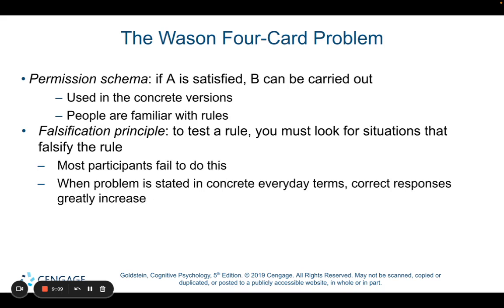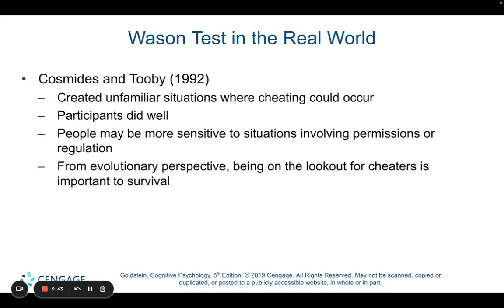Permission schema says that if A is satisfied, then B can be carried out. And this can be used in the concrete versions and also when people are familiar with the rules. The falsification principle says that to test the rule, you must look for situations that falsify the rule. So you've got to look for what doesn't make it true. Most participants often fail to apply the falsification principle. And when the problem is stated in concrete everyday terms, the correct responses can be greatly increased.